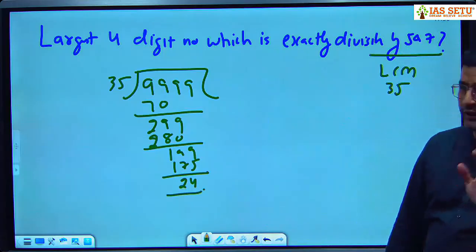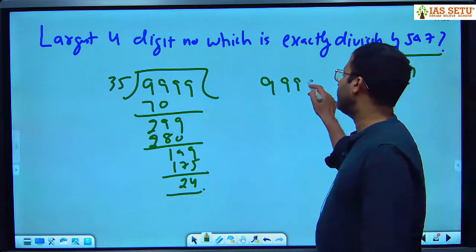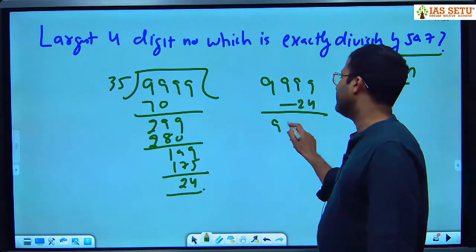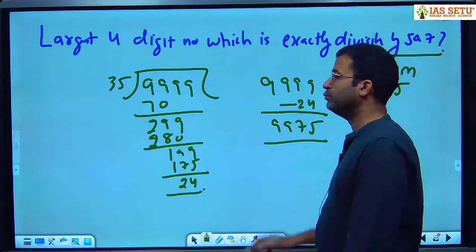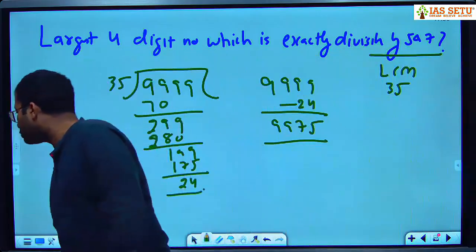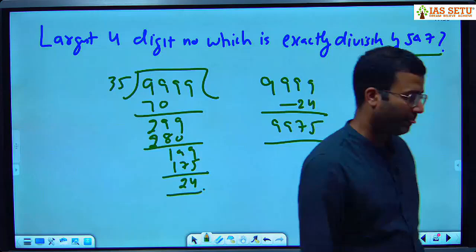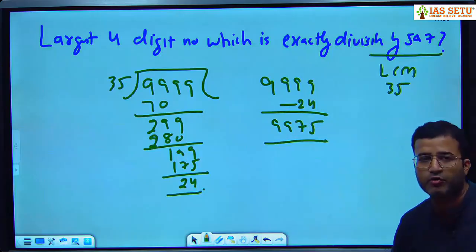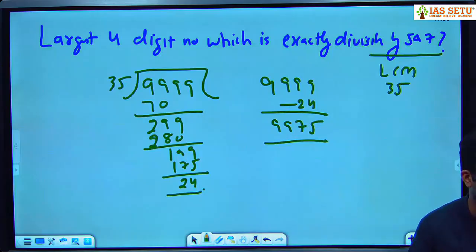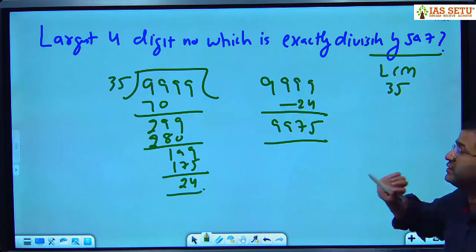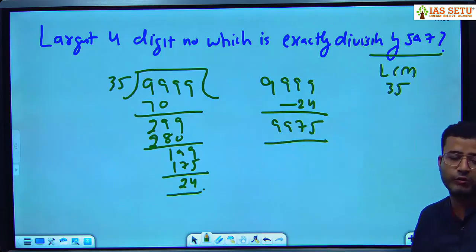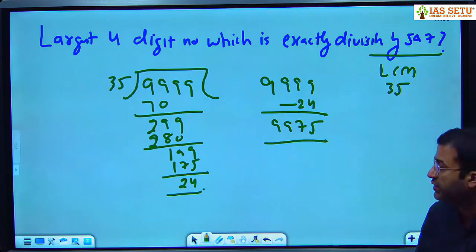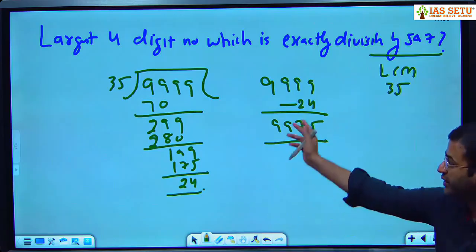You will say I don't need them. So here what you actually need is 9975. You will say I need exactly 9975 chocolates. So can we say 9975 is the required number, which is the largest 4-digit number exactly divisible by 5 and 7. What we do, we take the LCM of 5 and 7, which is 35, and we take the largest 4-digit number 9999. Then we divide it by 35, and whatever remainder comes, we remove it.